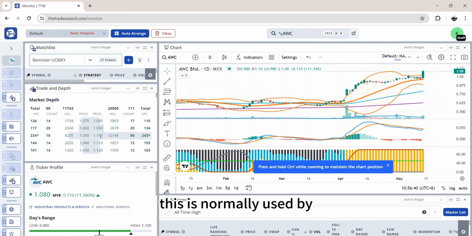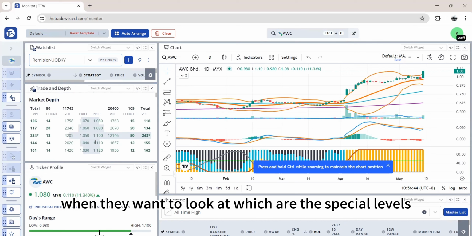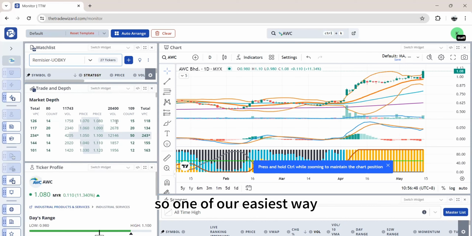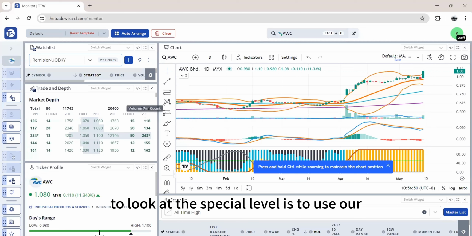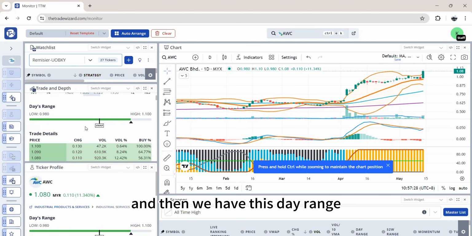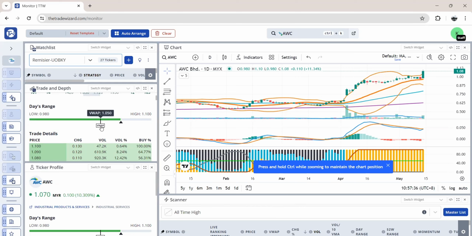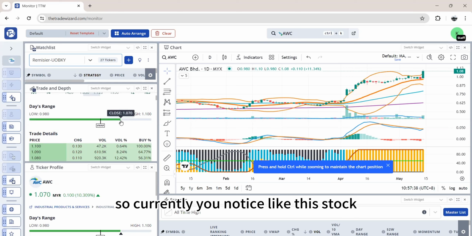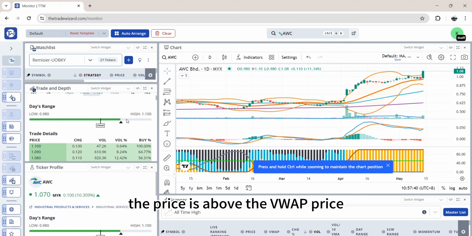This is normally used by intraday traders when they want to look at the special levels. One of the easiest ways to look at the special levels is to use our volume per count function. Then we have this day range, where this is the low of the day, this is the high of the day, and this is the VWAP price. Currently, you notice that on today's stock, the price is above the VWAP price.